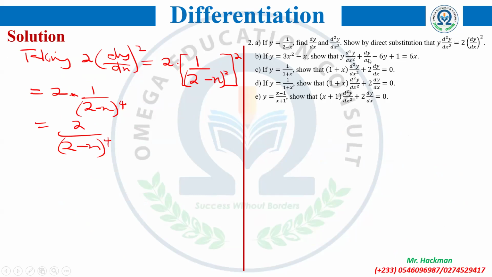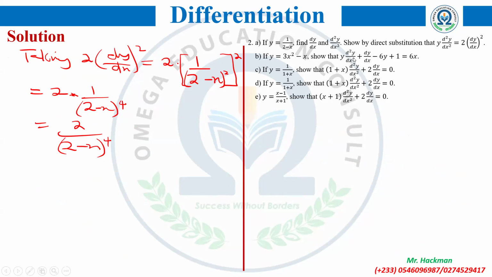Meaning you have to find dy/dx, and you have to find d²y/dx². Take the left-hand side. Usually go for the side that has more material, anytime there is a show question. So go for this side, substitute and manipulate to get this.